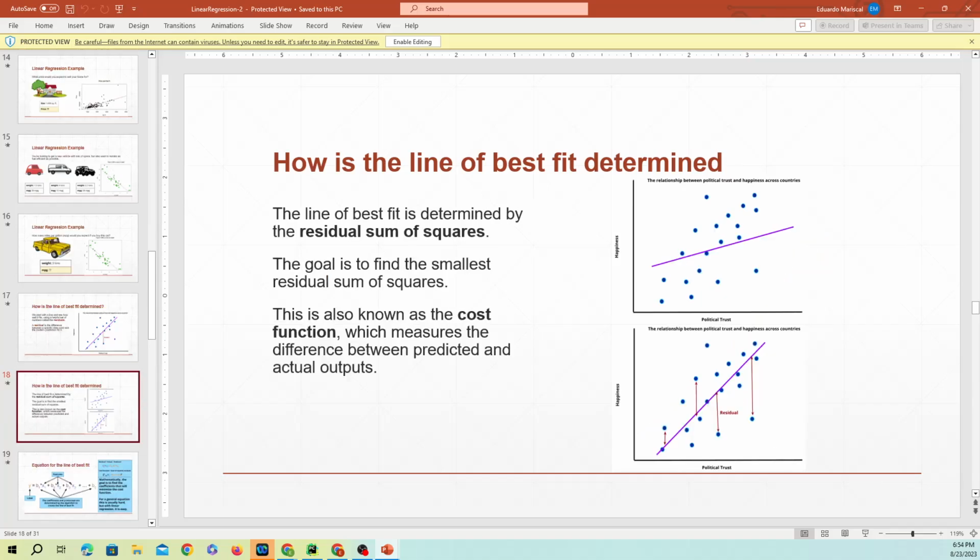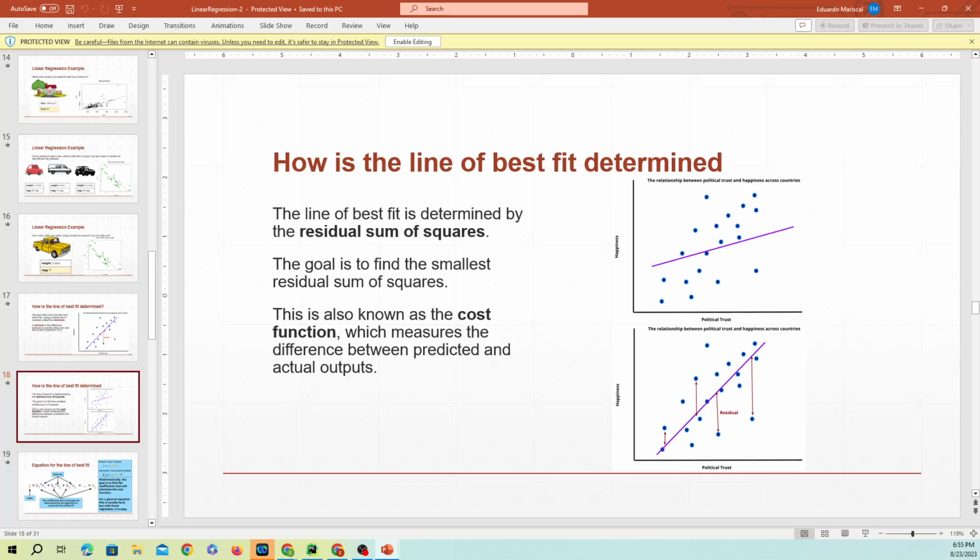So here's more information about that. The line of best fit is determined by the residual sum of squares. The goal is to find the smallest residual sum of squares. This is also known as the cost function, which measures the difference between the predicted and the actual outputs. So it's going to move the line until it finds the smallest sum, which is the cost of the function.